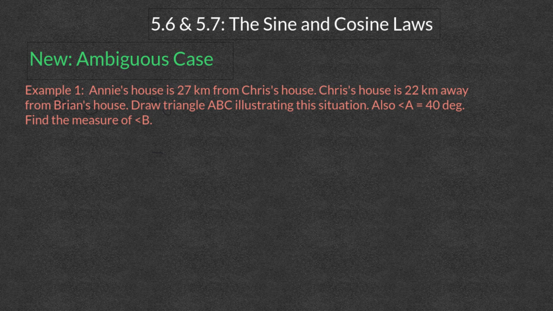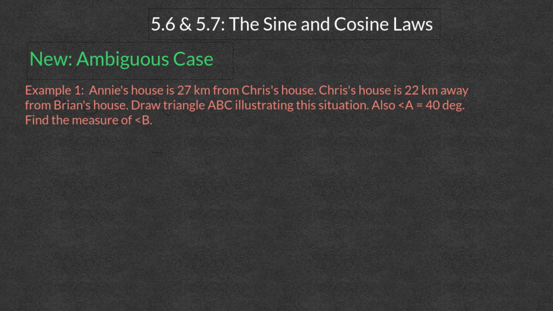Annie's house is 27 kilometers from Chris's house. Chris's house is 22 kilometers away from Brian's house. Draw a triangle ABC illustrating this situation. We're also given a few more pieces of information here. If you look at your handout, you'll see there's extra parts to this example.